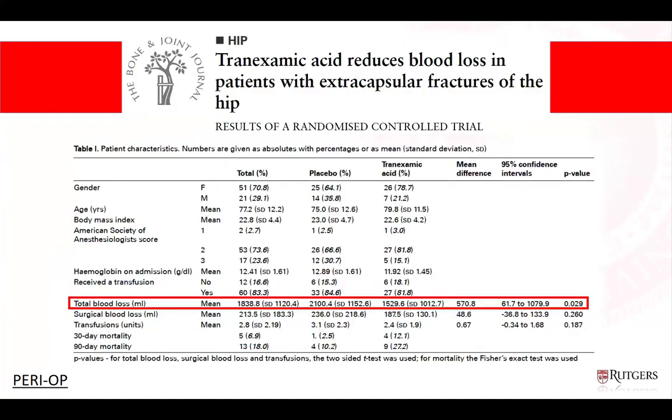I'll mention one or two studies here. This is a Bone and Joint article from 2016. It was a single center, placebo-controlled, double-blinded randomized control trial for extracapsular fractures undergoing short intramedullary nails. There were 72 total patients, 39 in the placebo group and 33 in the TXA group. As shown here, there was a significant decrease in total blood loss in these patients.